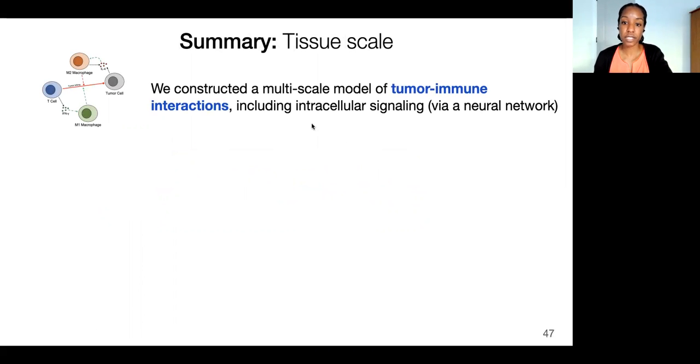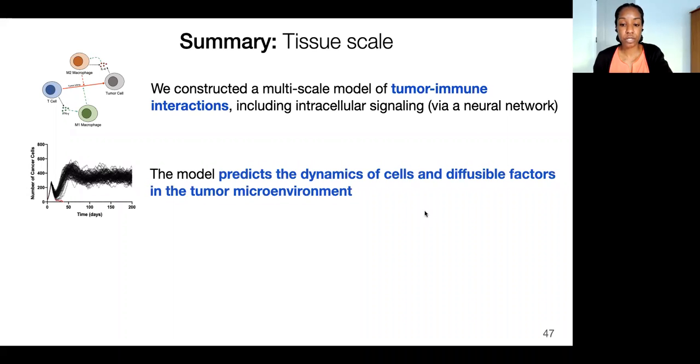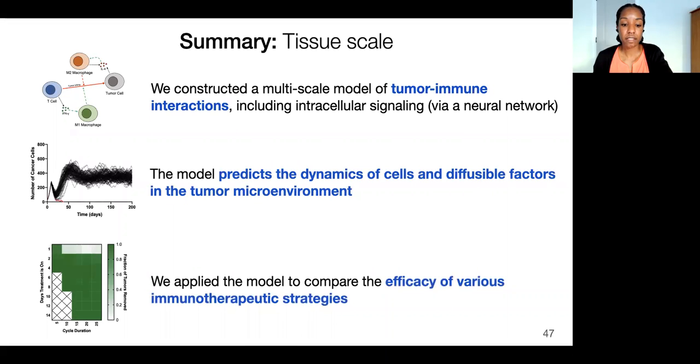I described to you a multi-scale model of tumor-immune interactions. We were able to encode and include intracellular signaling using a neural network. We could use the model to predict the dynamics of how the cells evolve over time, also the diffusible factors, which I didn't show, but we also have the time courses for those as well. And then looking at how to compare the efficacy of different immunotherapeutic strategies and using the model to understand not only the effect of the strategies, but how we can see the differences across them as well.